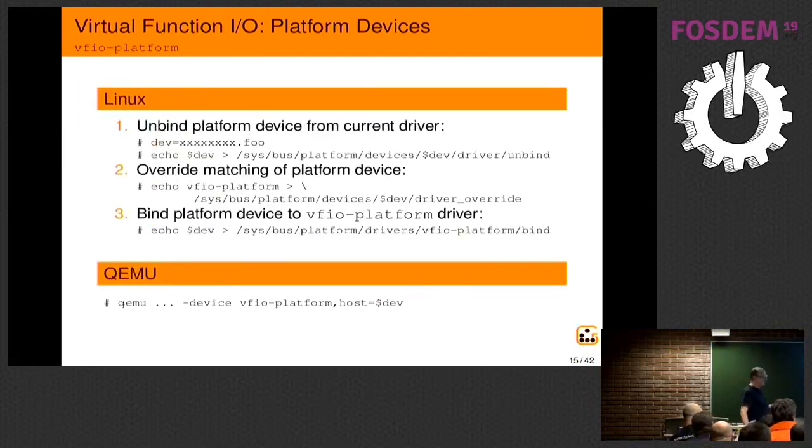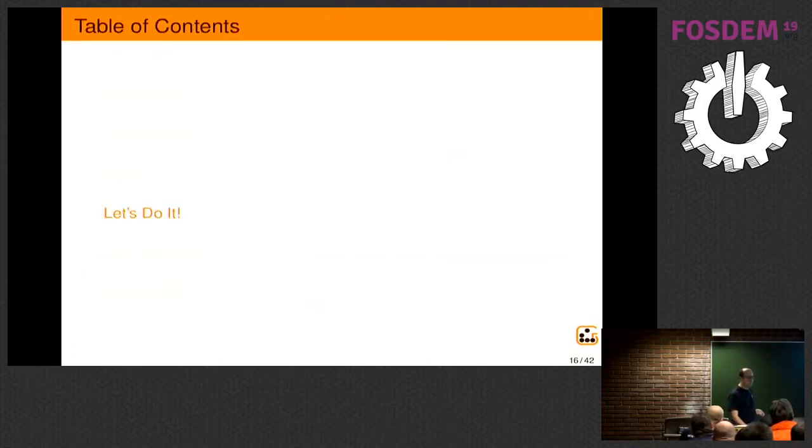To export the device from the host to the guest using VFIO platform, it's very similar to VFIO PCI. So you just have to unbind it, override matching, and tell it to explicitly bind to VFIO platform. After that, you launch QEMU and pass the device, and that's actually very similar, and it sounds simple. So how does this work in practice?